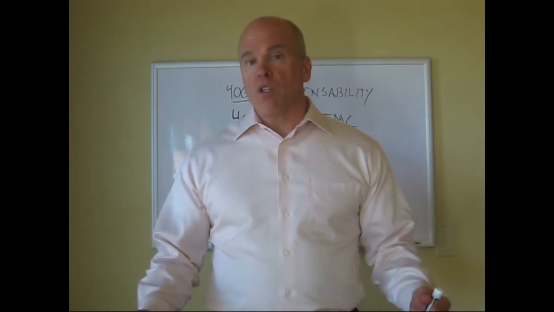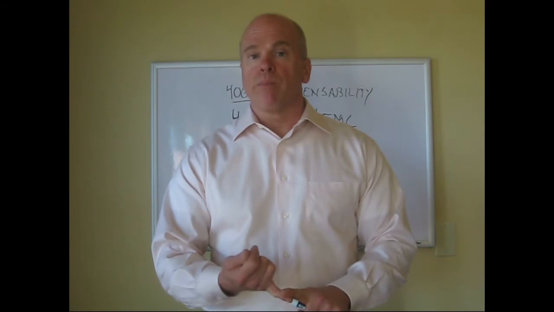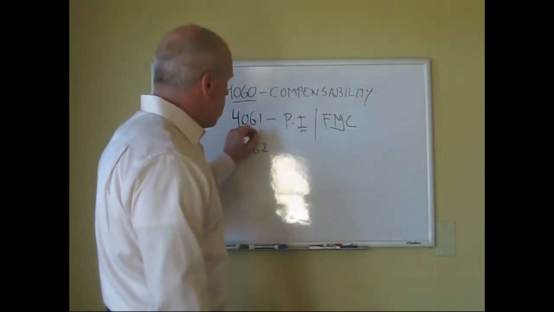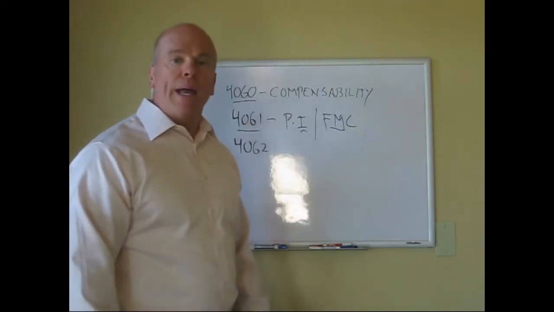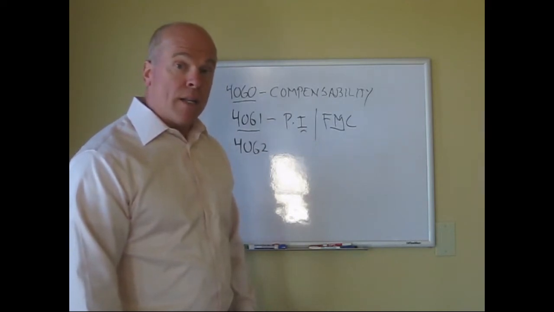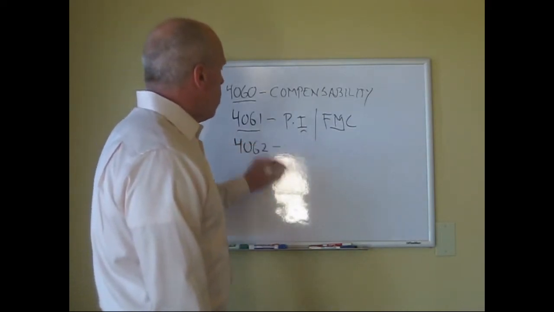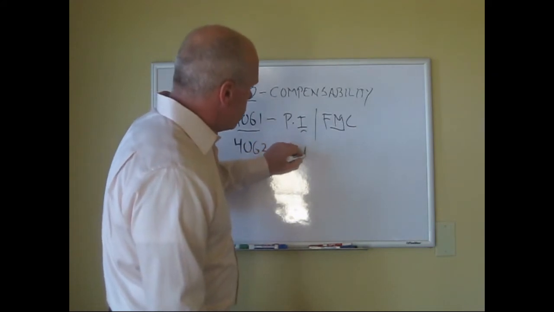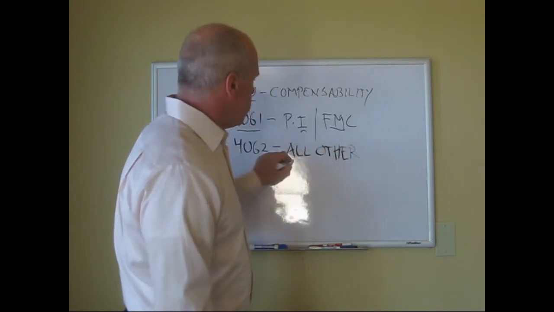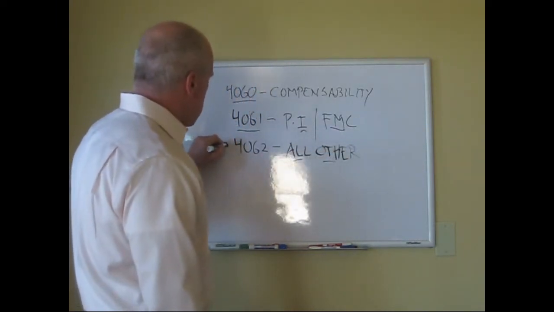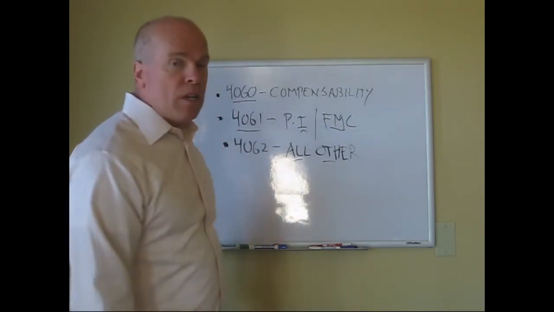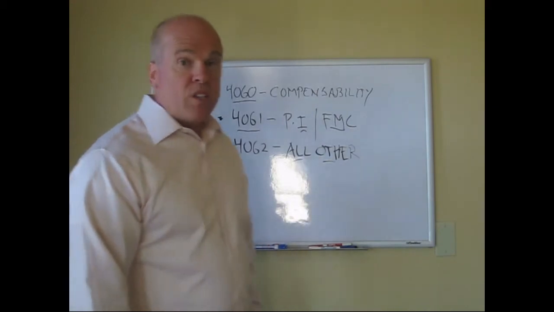For those types of disputes over permanent impairment and or future medical care, we refer to the procedure for obtaining a QME panel as it's described in Labor Code 4061. Now, for all other disputes, we refer to the process of obtaining a QME panel as it's described in Labor Code 4062.